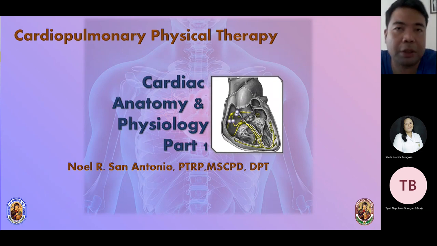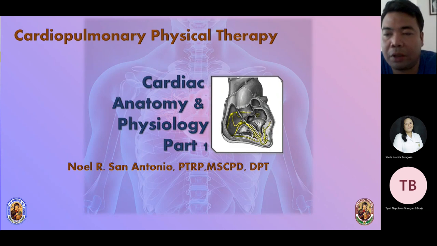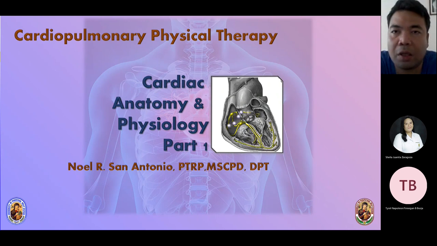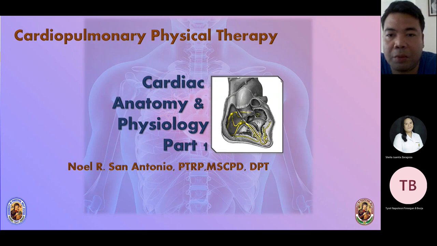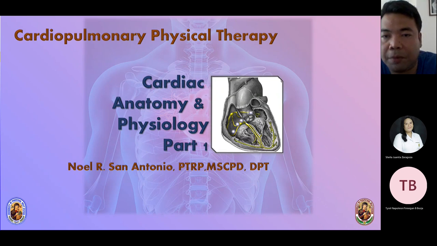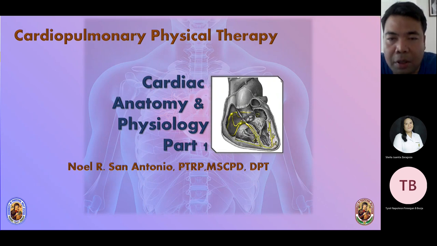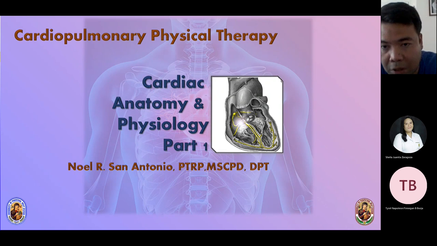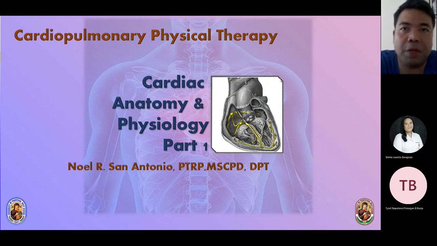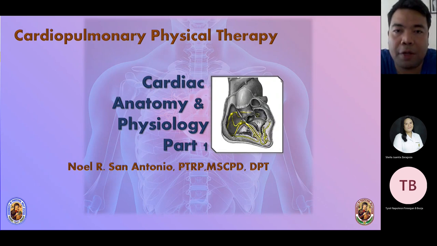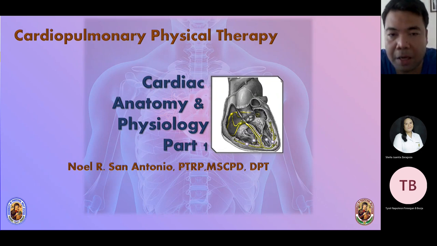It is very important that you have a sound understanding of the basic anatomy and physiology of the heart before you understand and know how to interpret yung basics of ECG. And of course, to be able to understand the different conditions affecting the heart, dapat alam na alam mo muna yung kanyang anatomy and physiology.